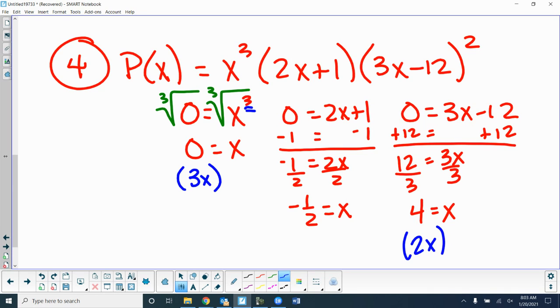So if it's in factored form, it's really easy. Just set each factor equal to 0. If there are any exponents on them, that tells you the multiplicity. Okay? The rest of them were like the warm-up. You can just put them in your calculator and see what you get.